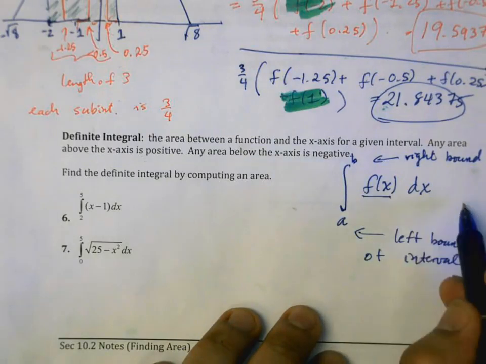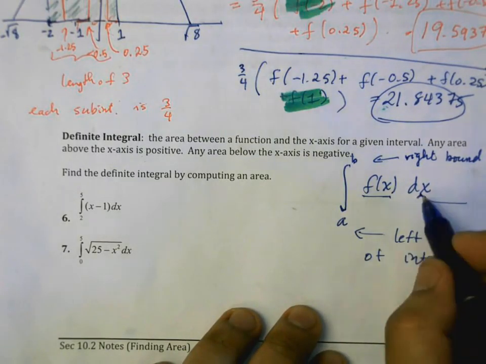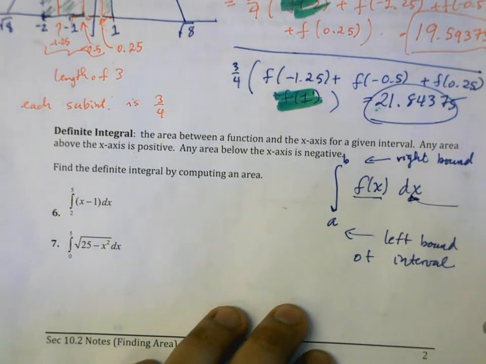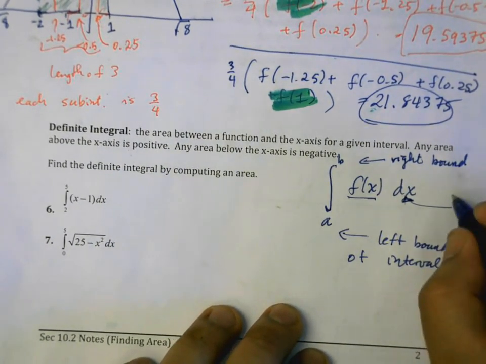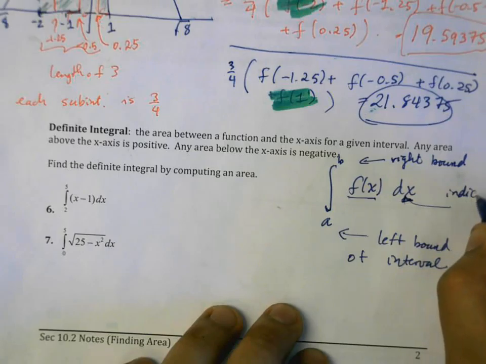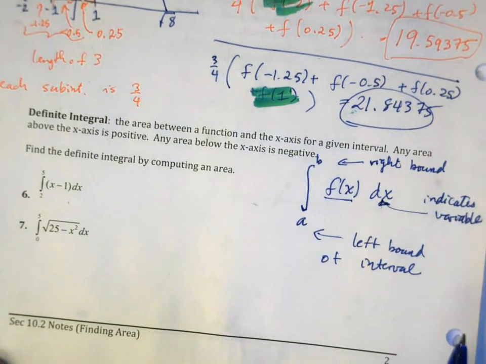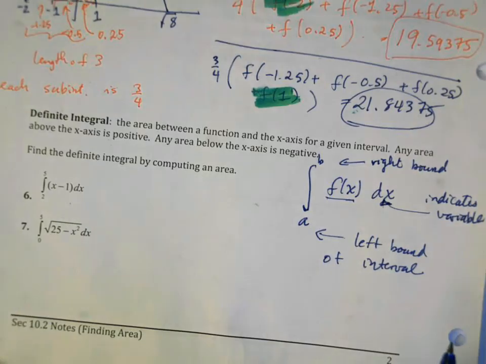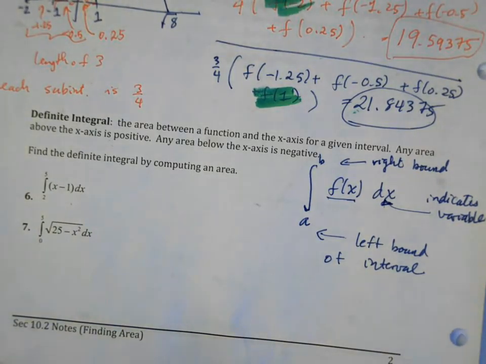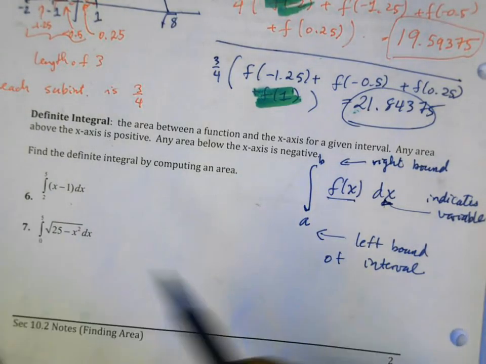You have a function here. And then this dx is actually very important and often unreasonably neglected. It indicates the variable. It tells us what letter here represents the variable, not just constants in abstraction. So maybe we should look at an example, number 6 here.